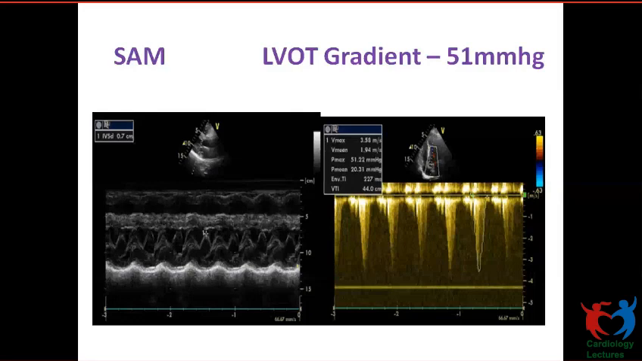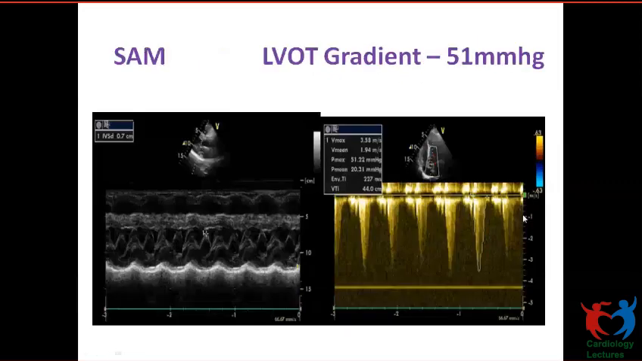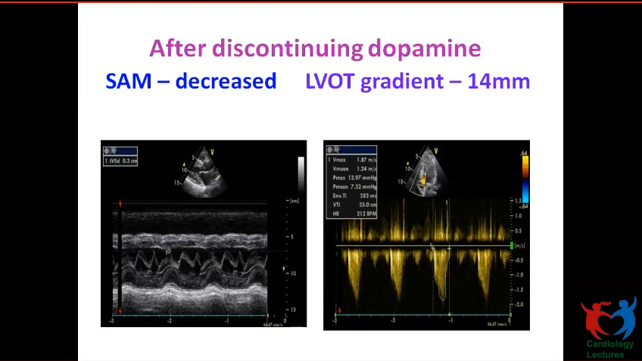Control the heart rate. If you are giving inotropes, you have to stop. Patient on dopamine, you have to taper and stop. This is dynamic LVOT obstruction. It's an underdiagnosed complication of anterior MI. It may result in shock, and if you go on giving inotropes, it worsens. So this is because of apical hypokinesia with hypercontractile basal segments causing LVOT obstruction. So after discontinuing dopamine, SAM decreased and the gradient came down.